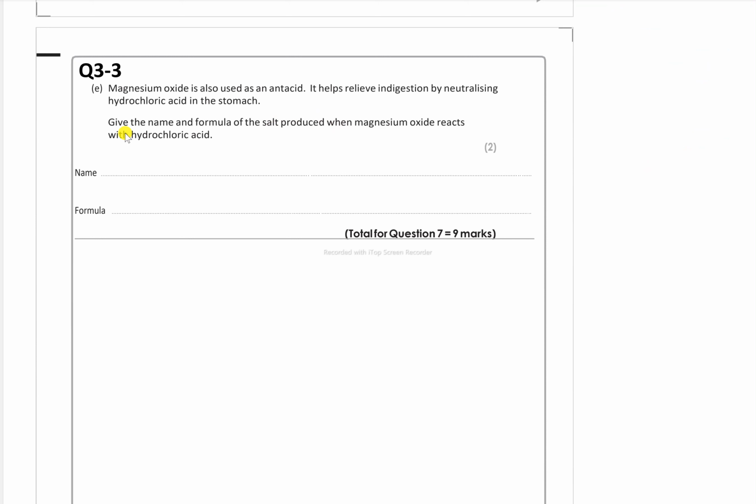Magnesium oxide is also used as an antacid. It helps relieve indigestion by neutralizing hydrochloric acid. Give the name and the formula. Right. So let's try this here. So you've got magnesium oxide plus hydrochloric acid gives magnesium chloride plus water.